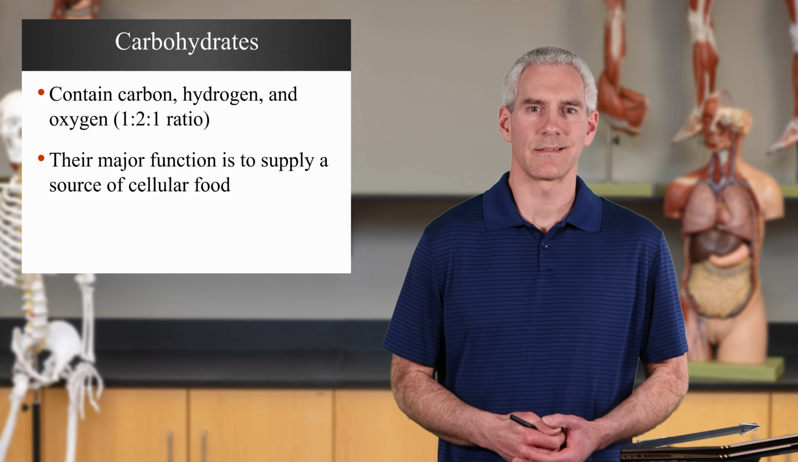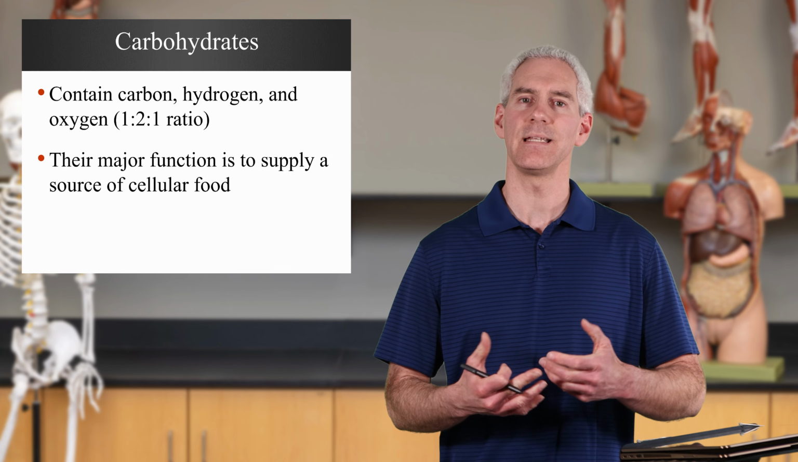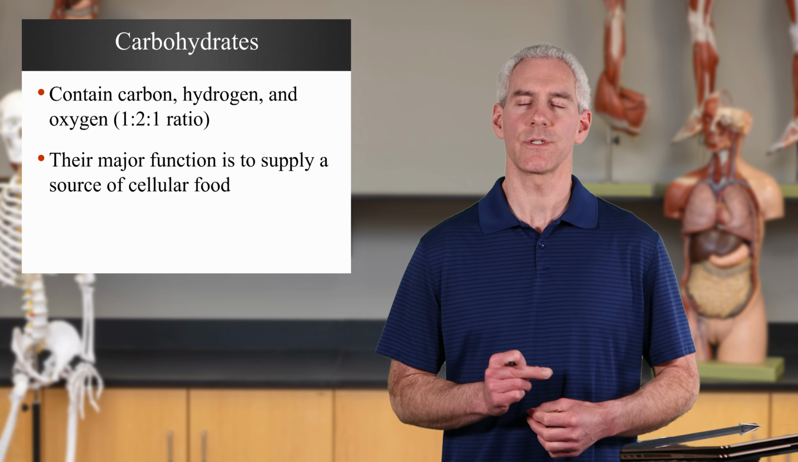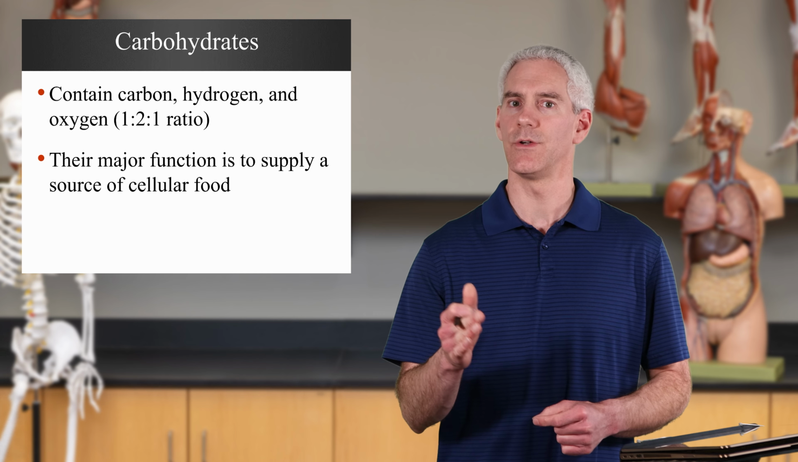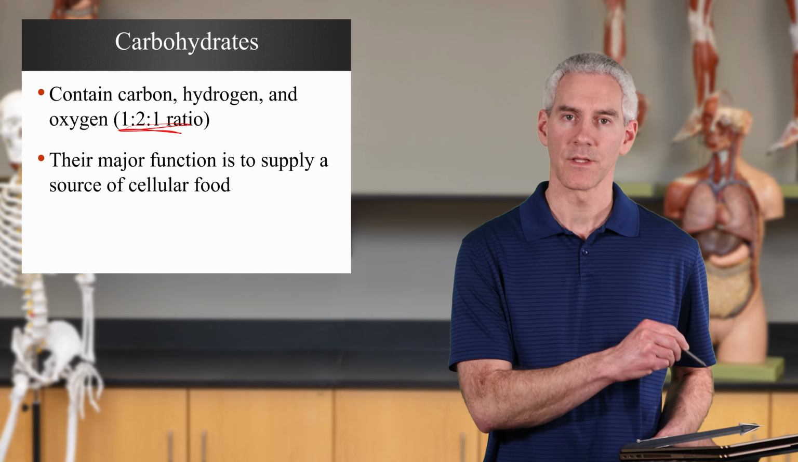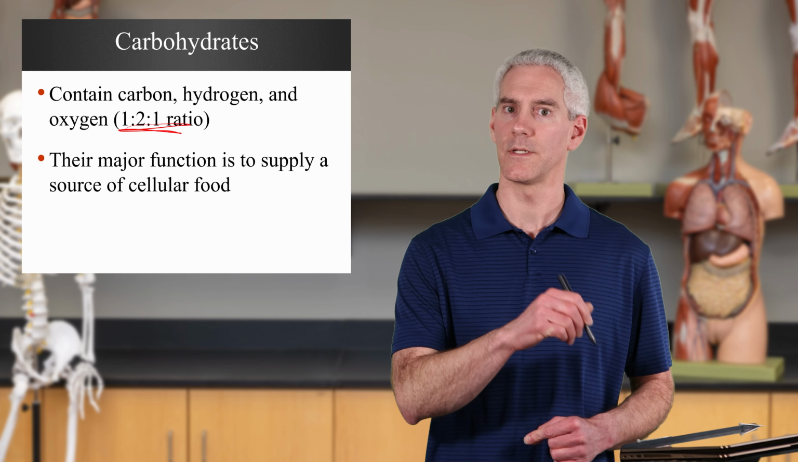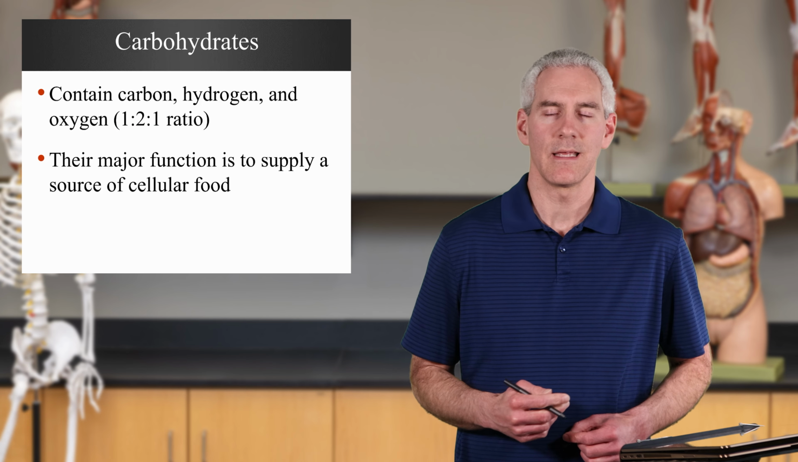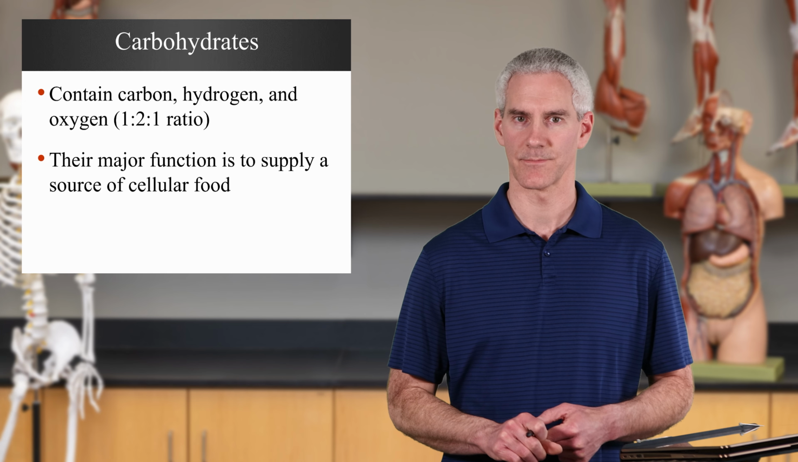So carbohydrates. While there's not just one single carbohydrate, there are many different types of carbohydrates. The one distinguishing feature is that all carbohydrates have a 1:2:1 ratio. They all have 1 carbon to 2 hydrogens to 1 oxygen. So 1 carbon, 2 hydrogens, 1 oxygen. This 1:2:1 ratio is basically the main foundation of all carbohydrates.